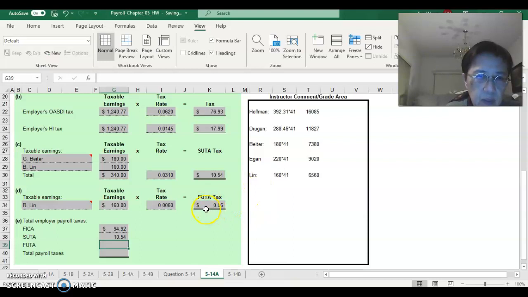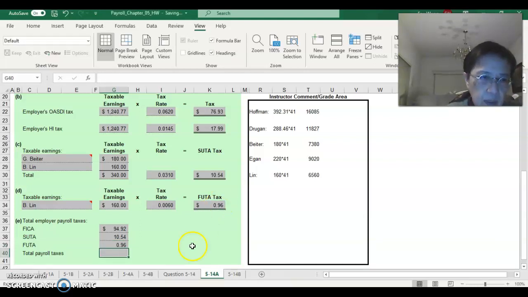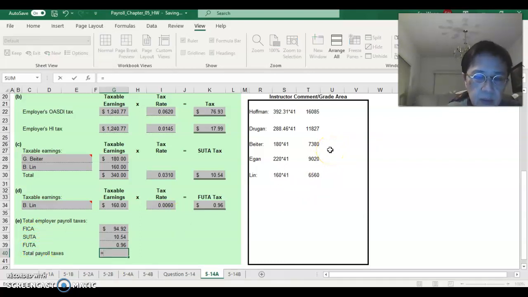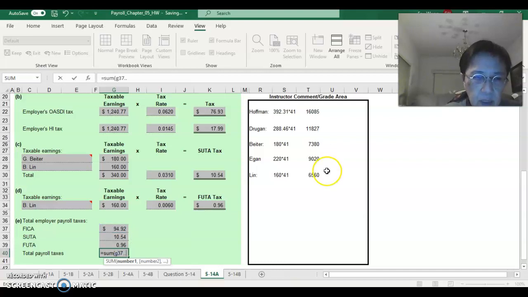FUTA is federal unemployment tax. Federal unemployment tax is K34. So equal K34. And total payroll tax is FICA, SUTA, and FUTA. FICA, state unemployment, and federal unemployment all together. So equal to the sum, open bracket, G37 through G39, close bracket.